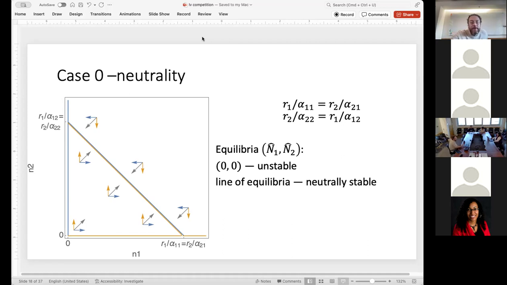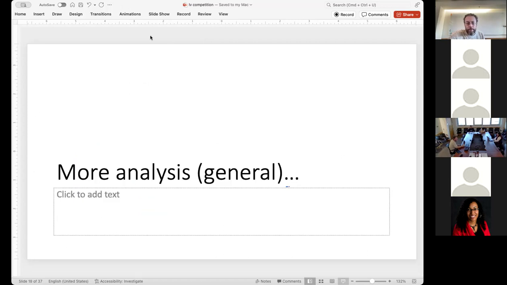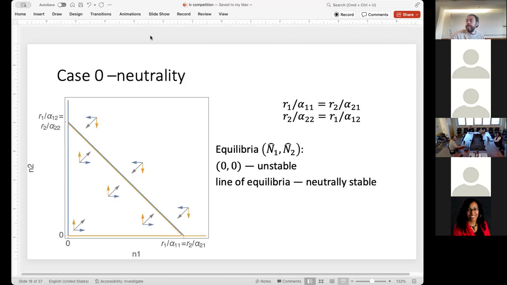Anyway, I don't want to dwell on this one too much just because it's kind of weird, but just tossing it out there for context. Okay. So that's what you can do with just pencil and paper and what Lotka-Volterra did in the 1920s. Any more questions on these possible cases, outcomes?